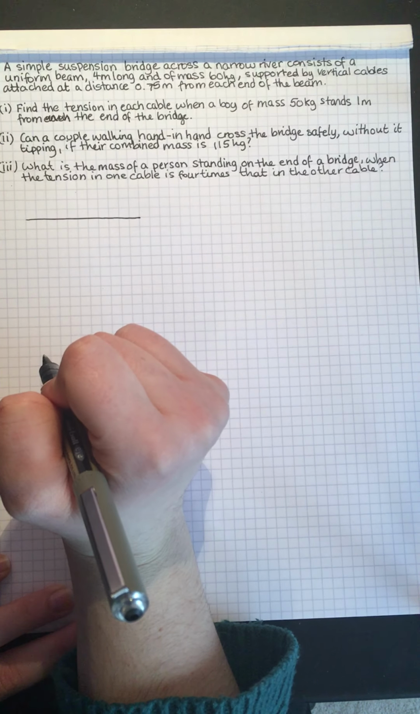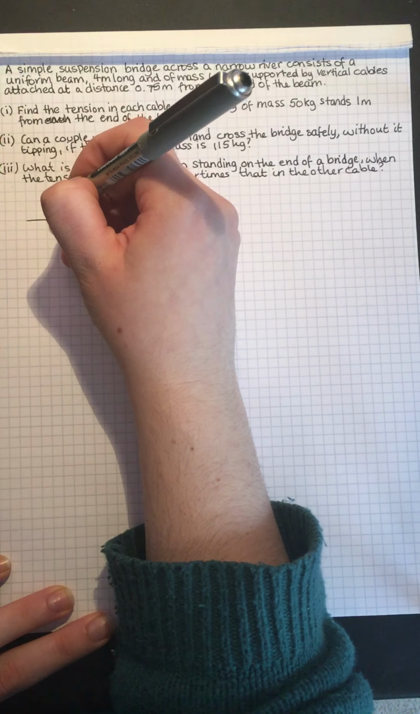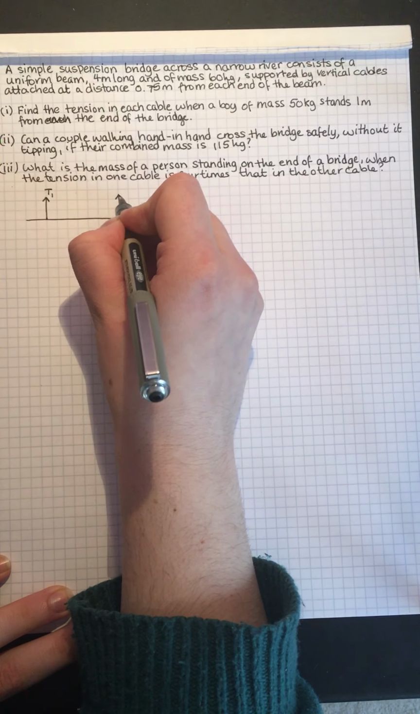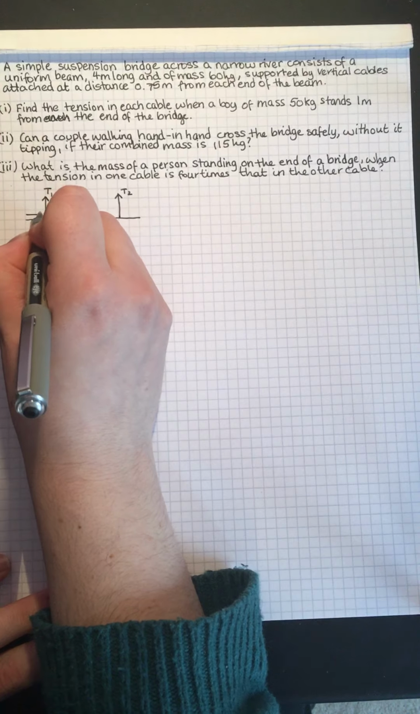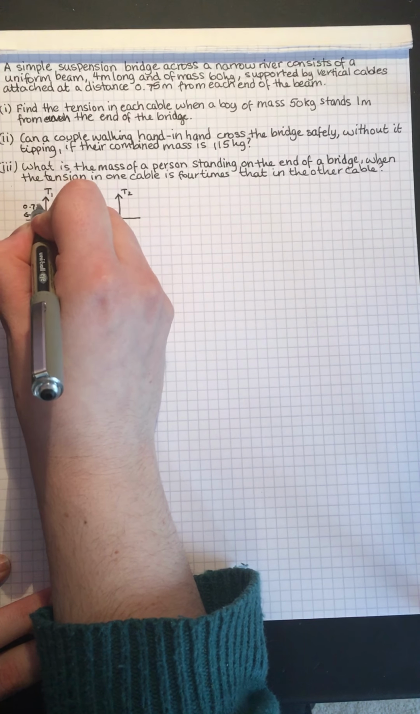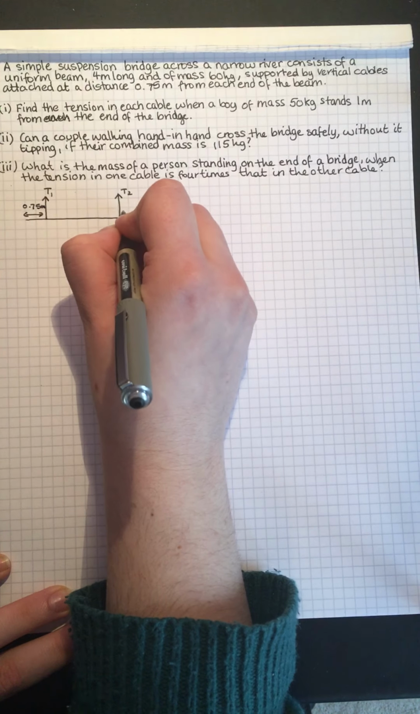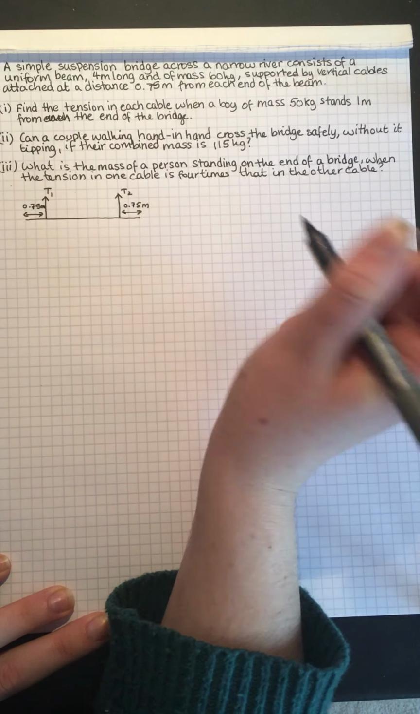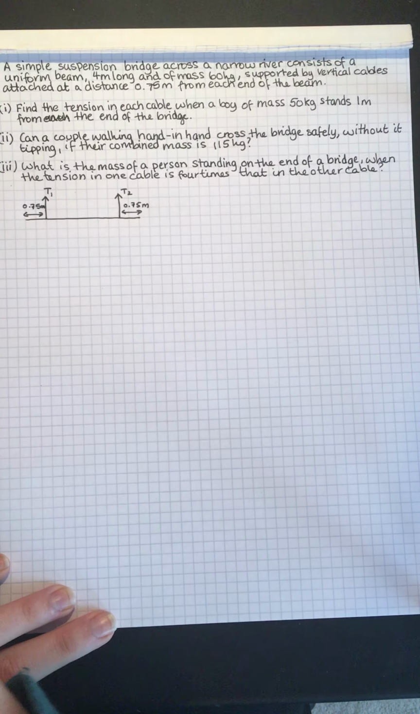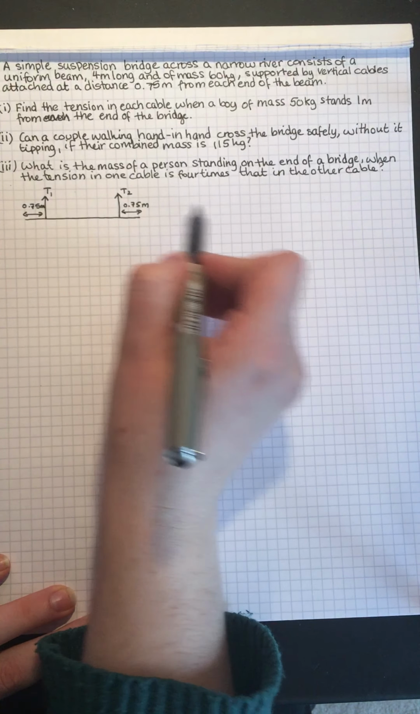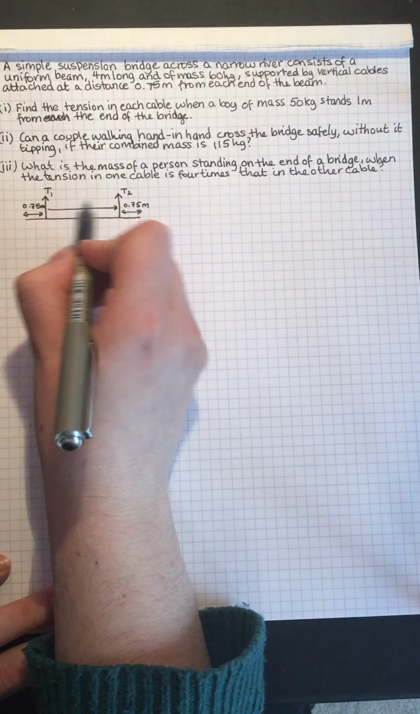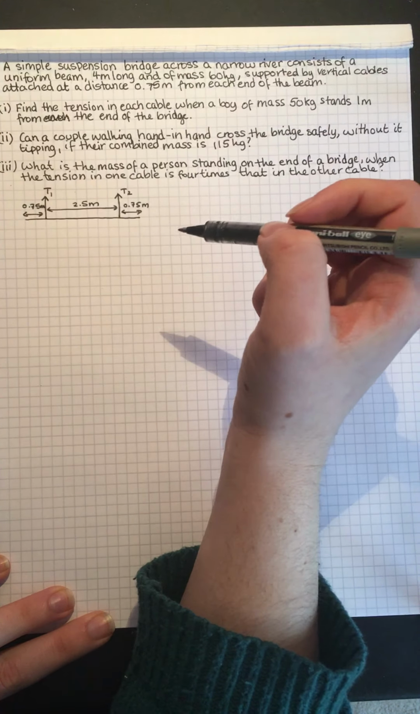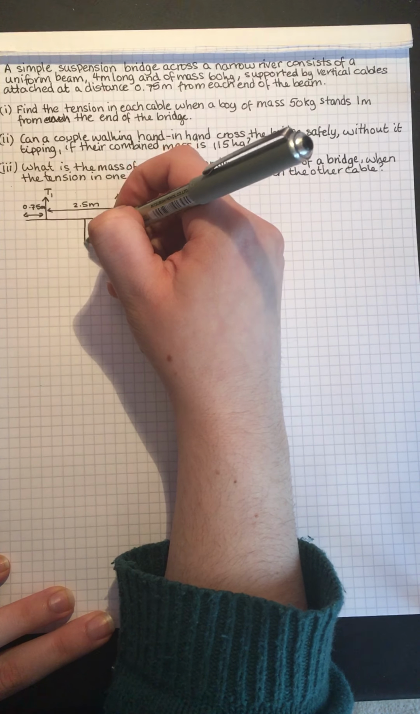Right, we've got our uniform beam there, and we know we've got 2 cables there. There's going to be a tension in each cable, so let's say T1 is here and T2 is here. This distance is 0.75 meters. And this distance is also 0.75 meters, which means that in the middle we've got 2.5 meters to add up to the total of 4 meters, and its weight, it's uniform, so its weight is going to act right in the middle.